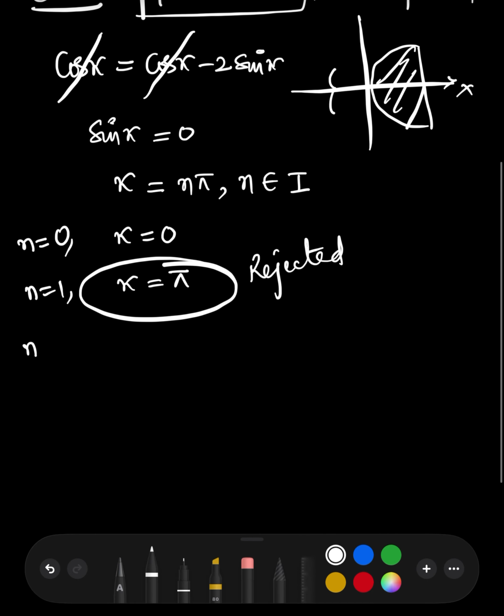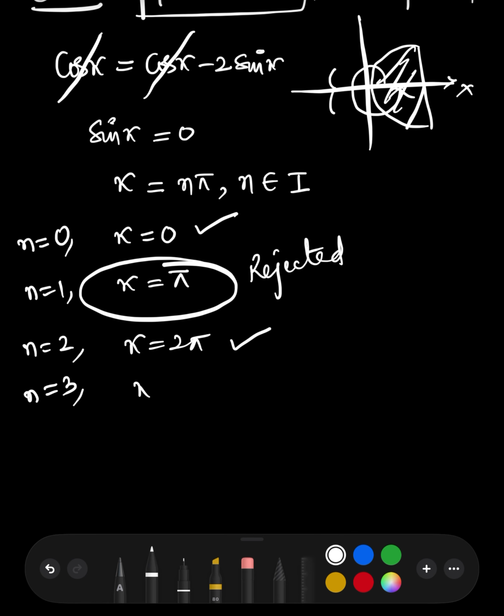Right? Now move on to n equal to 2, so x equal to 2 pi. After completion of one revolution, 2 pi plus or 2 pi minus, whatever it may be, it will be in the first or fourth quadrants. So clearly we can consider this. In case of n equal to 3, I can say that x equal to 3 pi. 3 pi plus or 3 pi minus will be in the second and third quadrants, where cos x will be negative. So this solution is also strictly rejected.